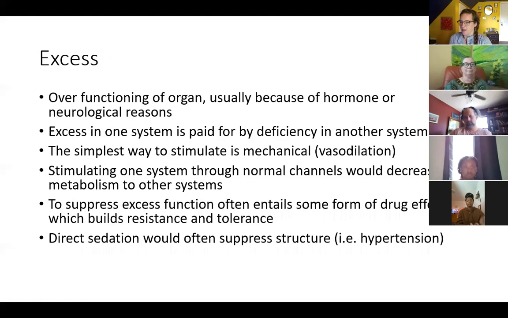Excess. The energetic excess, overfunctioning of an organ, usually because of hormones or neurological reasons or structural reasons, like I was saying. Excess in one system is paid for by deficiency in another system. So the simplest way to stimulate is mechanical. For example, vasodilation. More blood, more life, right? You want to increase the blood flow and the life force behind a weak part of the body. You're going to need to give it more blood.